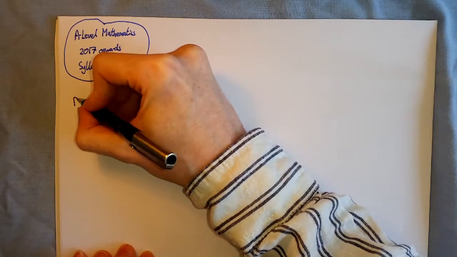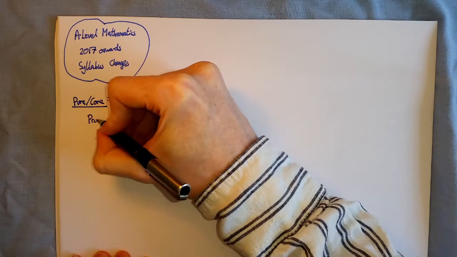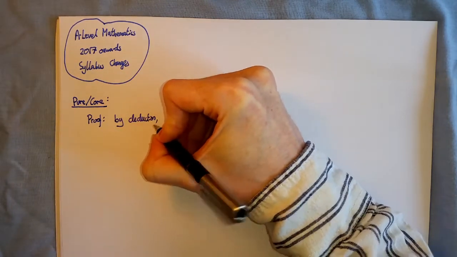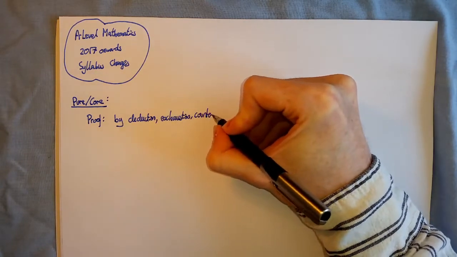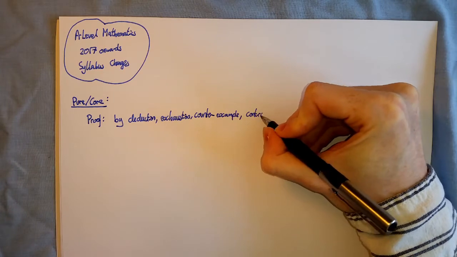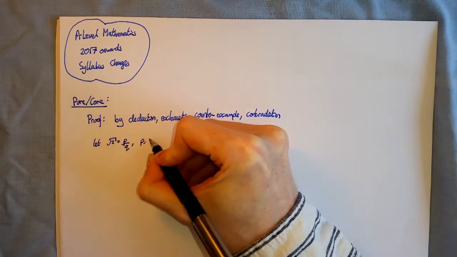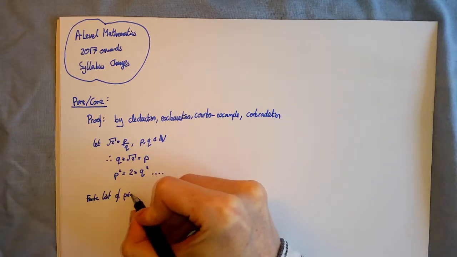Looking at the pure content, the first topic on the new syllabus is entirely new across all boards: proof. While we've had to do some proofs before, it was never part of an explicit topic. We need to cover proof by deduction, by exhaustion, disproof by counterexample, and proof by contradiction. Specifically, we need to know how to prove the square root of 2 is irrational, and that there are an infinite number of primes.